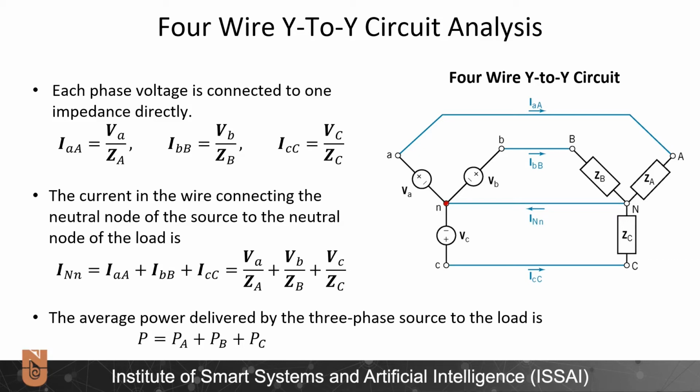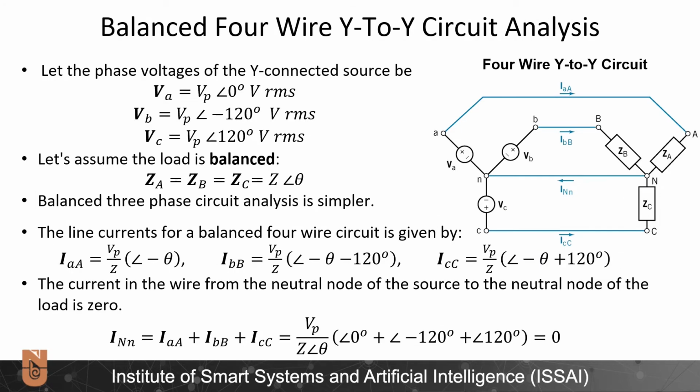As you can see, the neutral ports of the source and the load are connected to each other, and therefore their potential difference is equal to 0. Therefore, we can utilize these ports as a virtual reference for the circuit and write the current IAA simply as VA over ZA. The current IBB is equal to VB over ZB, and current ICC is equal to VC over ZC. And the current in the wire connecting the neutral node of the source to the neutral node of the load can be given as INN is equal to IA plus IB plus IC, and this is equal to this expression, and therefore we can calculate the average power delivered by the three-phase source to the three-phase load as P is equal to PA plus PB plus PC.